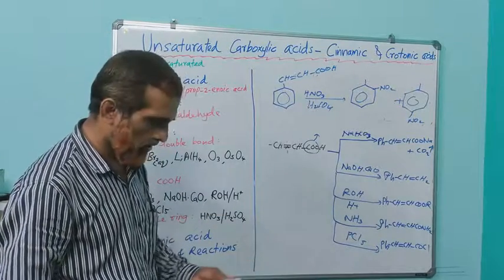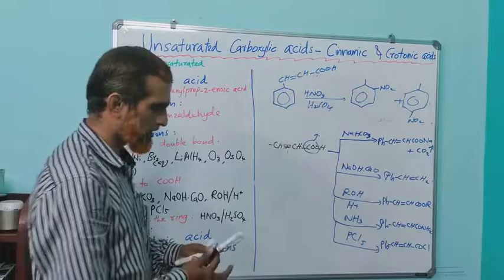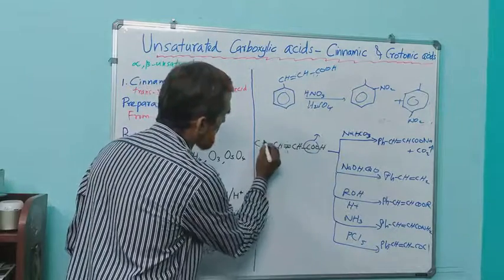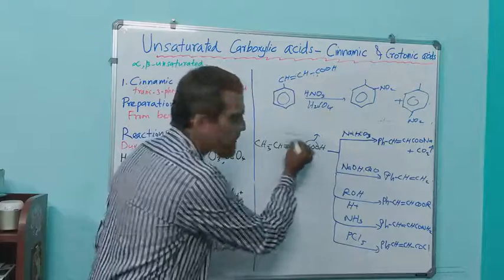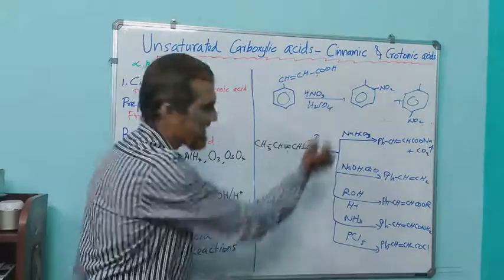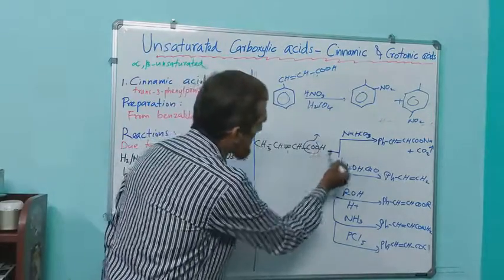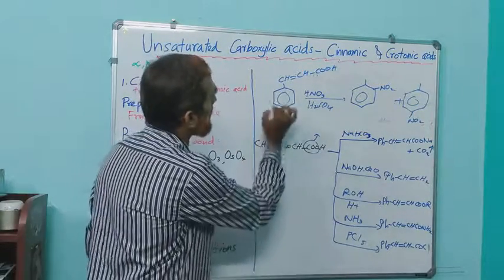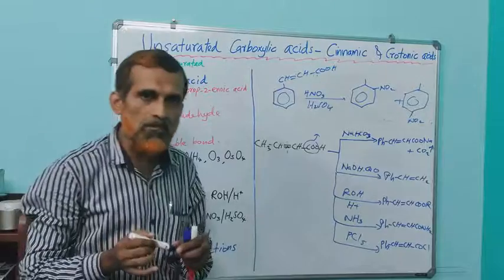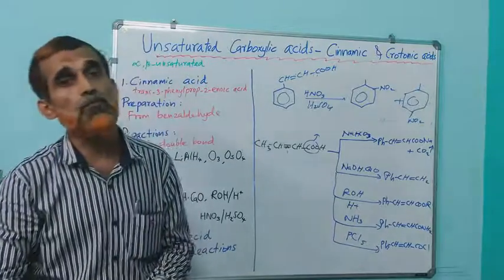See, in crotonic acid, the only difference is that instead of phenyl group, it is methyl group. So it will show all the reactions due to the double bond, what all we discussed. It will show all the reactions due to the acid group, and there will be no reaction corresponding to the ring. That's the only difference. So that's left to you for practice.